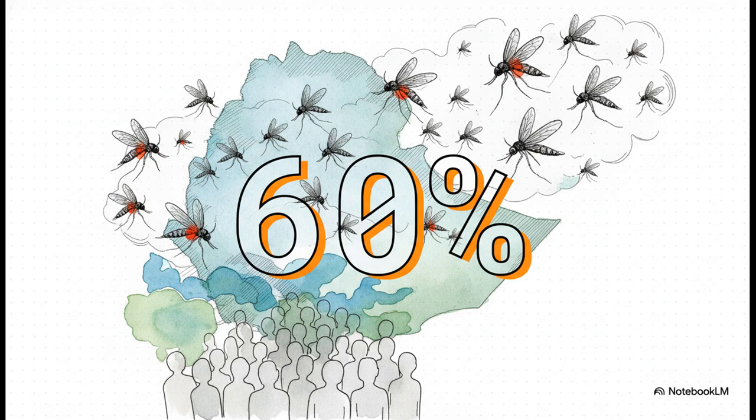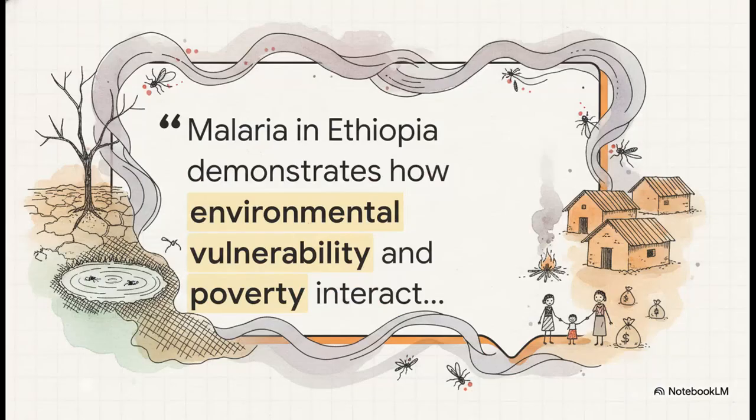I mean, just pause and think about that. That is a massive portion of the population constantly navigating the threat of a disease transmitted by the Anopheles mosquito. Having a clear numeric grasp of this scale gives a real-world weight to the dilemma we're analyzing today. And this quote beautifully summarizes the absolute core of our case study. Malaria in Ethiopia demonstrates how environmental vulnerability and poverty interact to sustain disease prevalence.